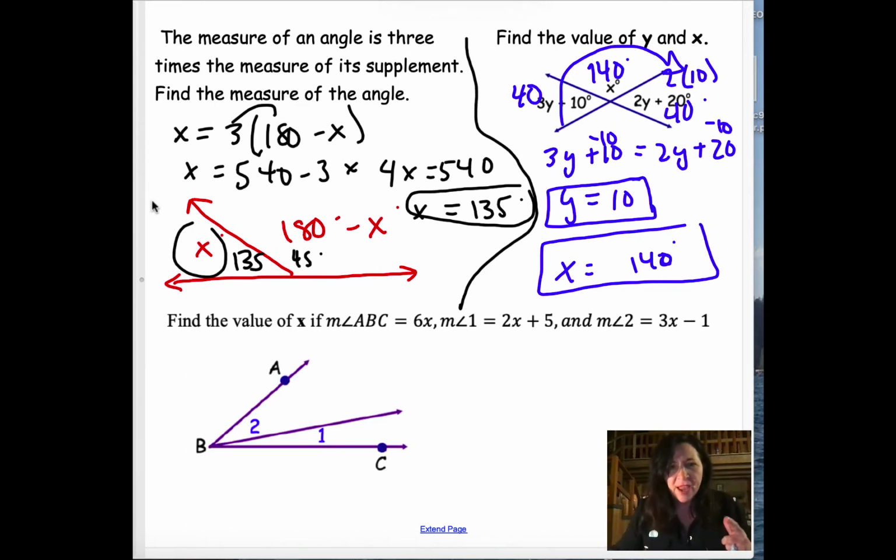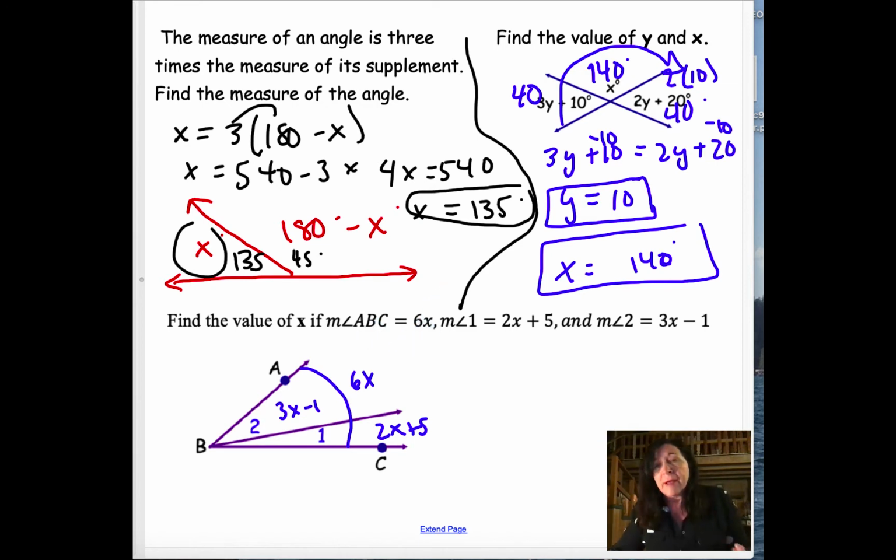All right. So find the value of x if the measure of angle ABC, so that whole angle right here, is equal to 6x. Angle 1 is 2x plus 5, and angle 2 is 3x minus 1. So basically what we know is that the whole angle is 6x, and then we've got the two little parts that add up to be the whole. We call that the angle addition postulate.